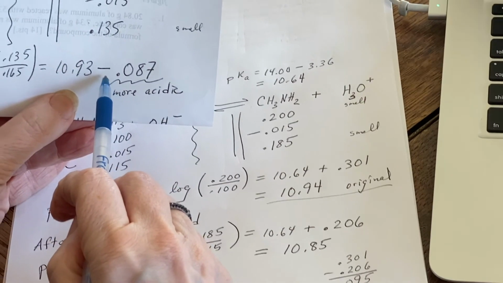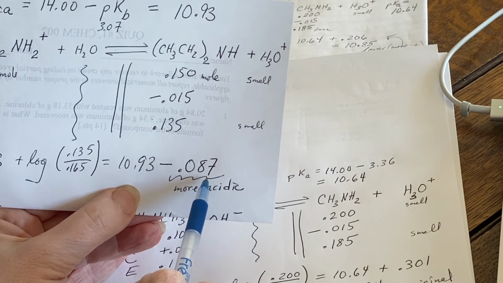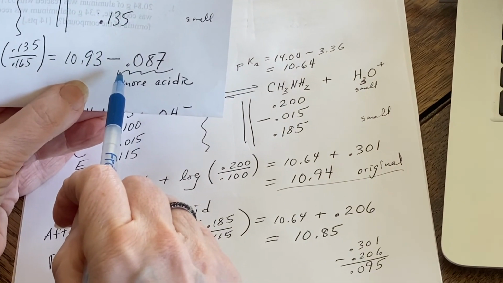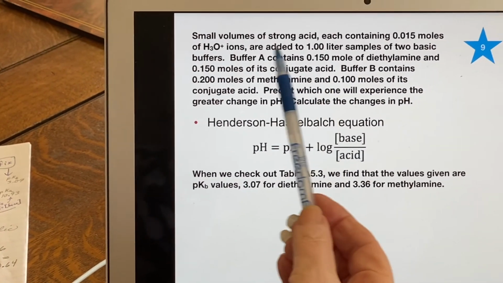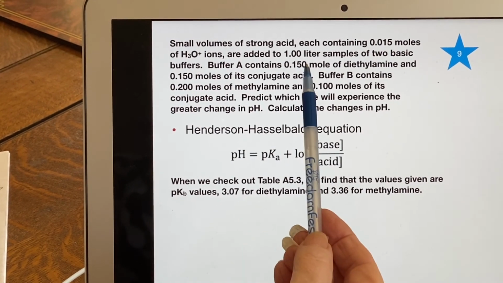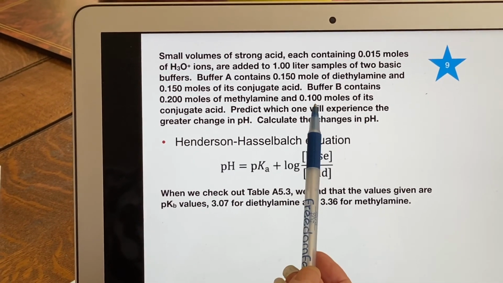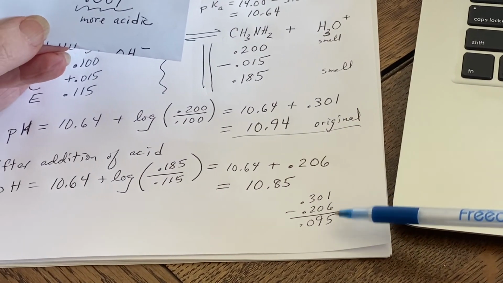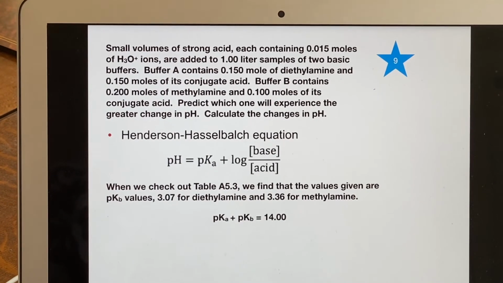If I look at this one, it was a smaller difference. It doesn't seem like that big of a deal, but this one did not change as much. What's the big difference between these two? Well, in buffer A, they were matched exactly. The amount of acid and base were exactly the same to begin with. In buffer B, they were not exactly the same, and buffer B had a harder time maintaining its original pH. And that's what that's all about. It's an example of what we had on the previous slide of the buffer capacity.